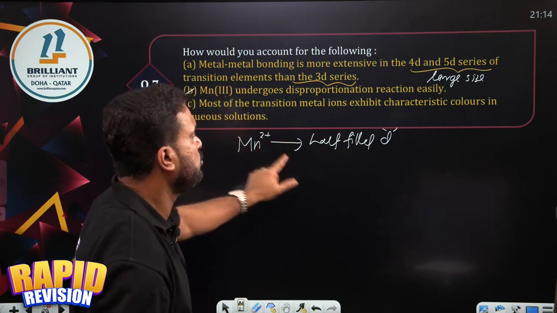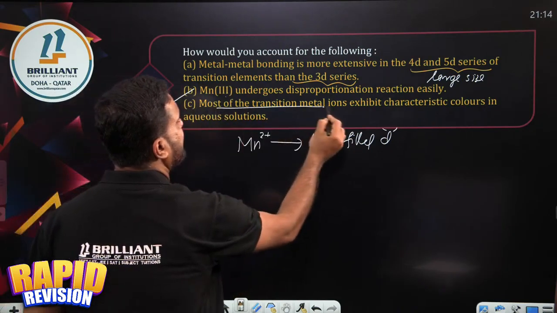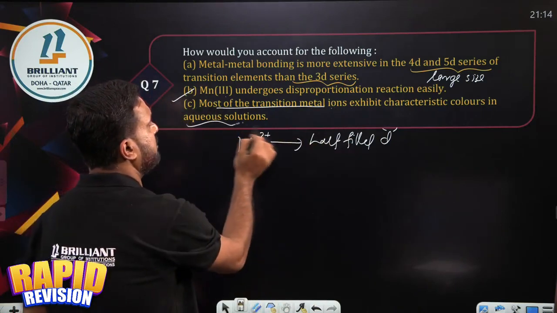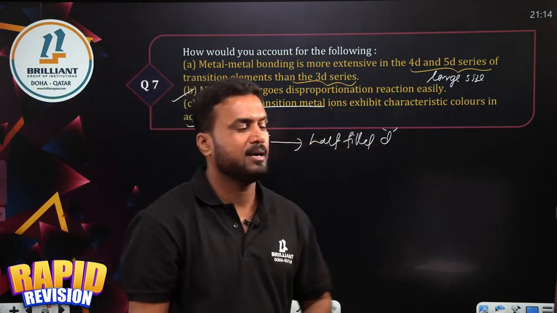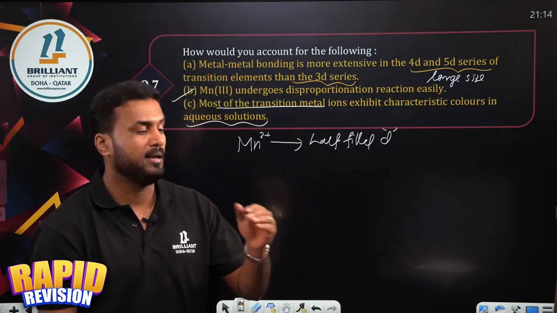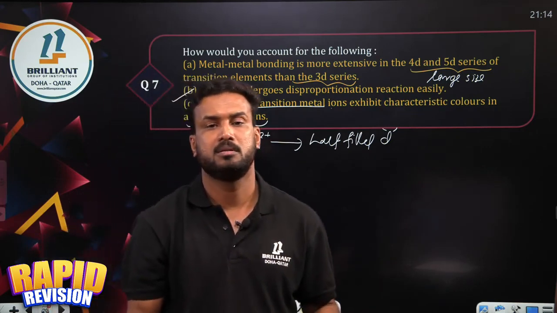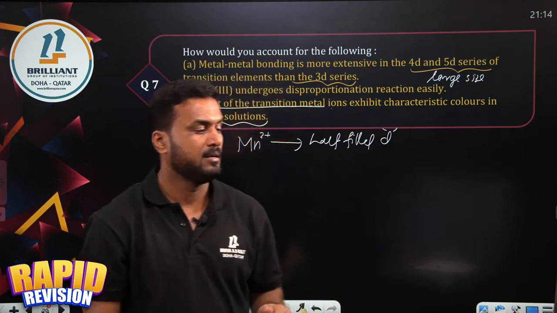Very readily, because Mn2+ is more stable due to half-filled d. Most of the transition metal ions exhibit characteristic color in aqueous solution. Easy. What is the reason? Transition metals exhibit color in aqueous solution because of unpaired electrons in the d subshell and they undergo d-d transition. So if they are asking color, d-d transition.